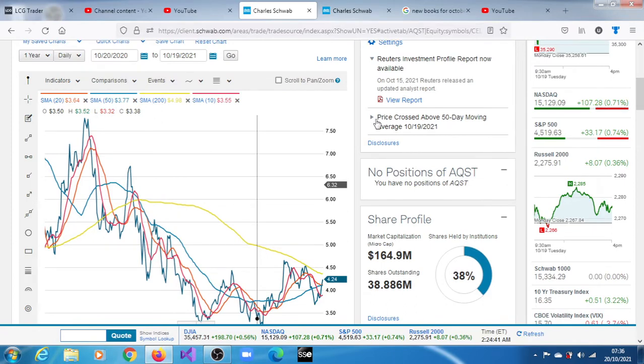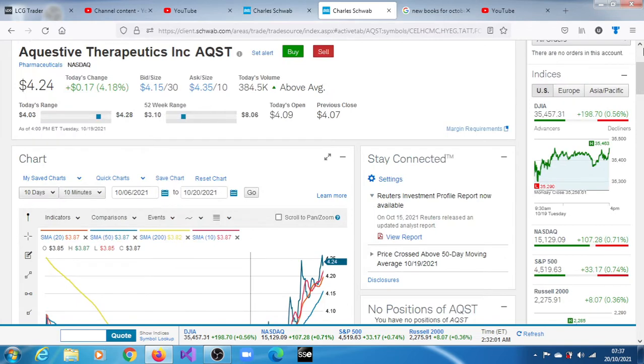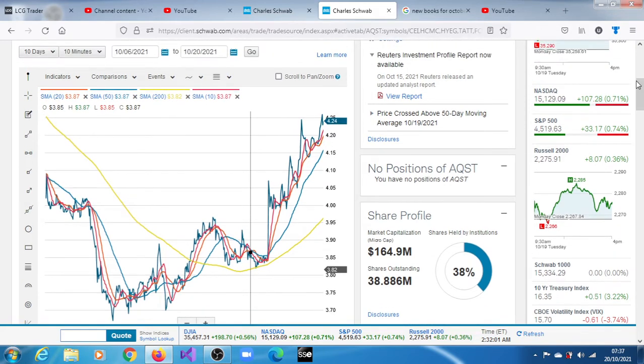Okay, yes, it did cross above the 50-day moving average, but on this daily model, the short-term moving averages, the 10 and the 20-day moving average, are both still below the 50-day moving average. So obviously this is a broader looking picture. This chart is looking at a very big picture, so it is not exactly representing all that is going on with AQST right now. But the 10-day chart based on 10 minutes is giving a different picture.